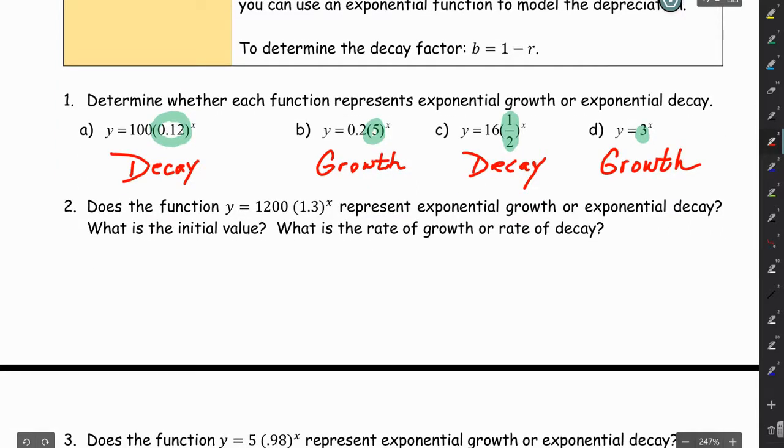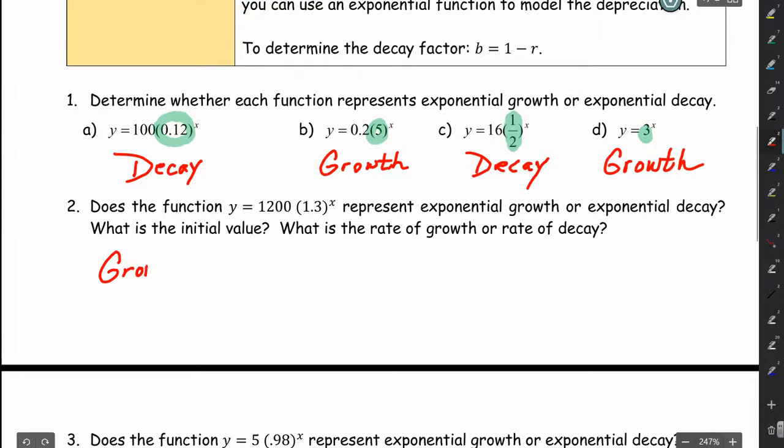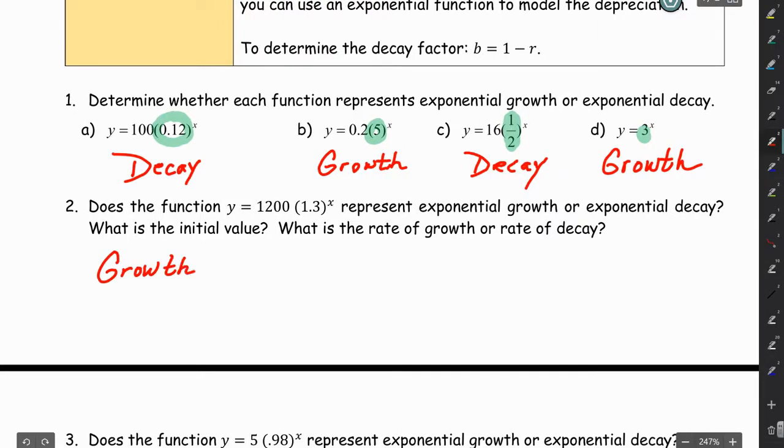Does the function y equals 1200 times 1.3 to the x represent exponential growth or decay? All right, well, 1.3 is greater than 1, so we know that we have growth. What is the initial value? Now, the value of a in an exponential function represents the initial value. So our initial value in this case is 1200.